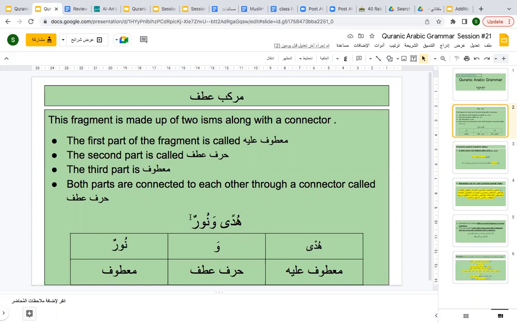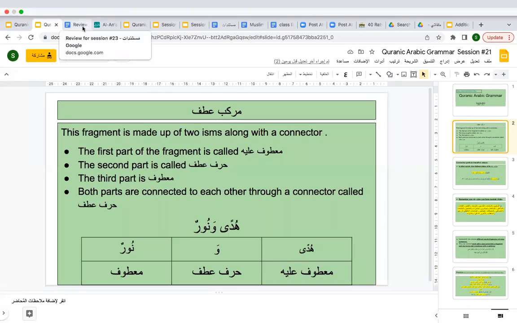Huda wa Noor. Should I call Huda Matuf alayhi, or should I call Noor Matuf alayhi? Huda is Matuf alayhi. Waw is harf atf. And Noor is going to be Matuf. Right? Huda Matuf alayhi, waw is the harf atf, Noor Matuf. Everyone with me so far? I hope this was clear. If there is any confusion, this should be clear now.